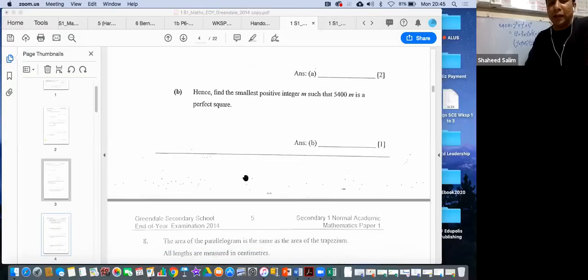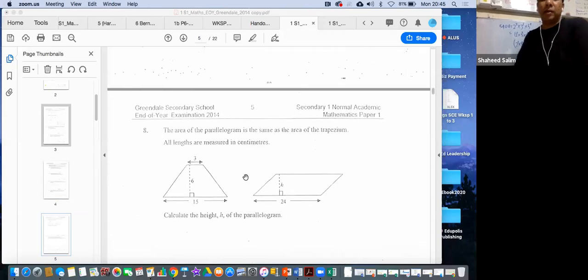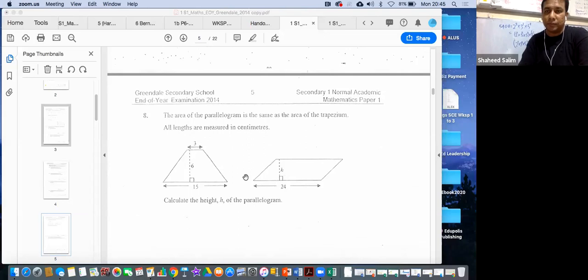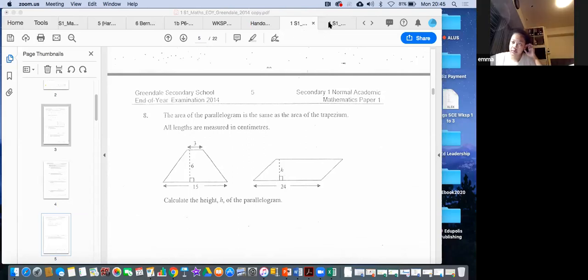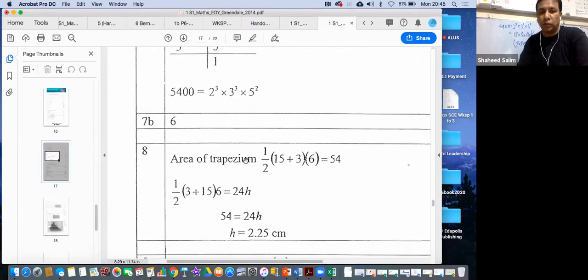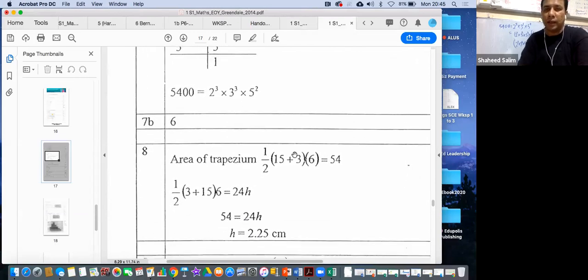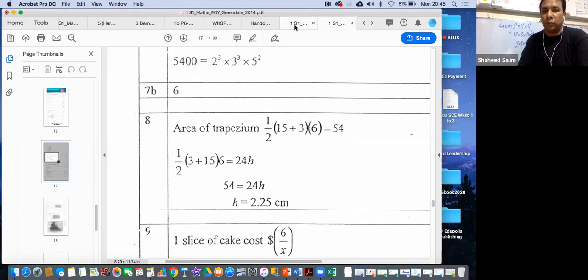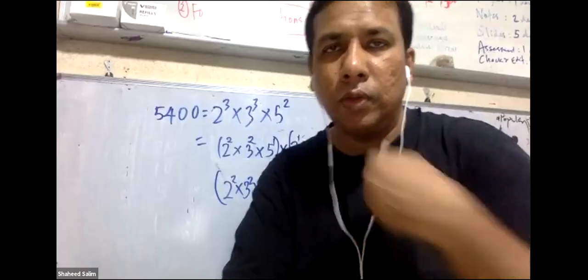Question number 8. What is your answer for the height? 2.25. 2.25, let us see. 2.25, good. What was the step that you used? Can I see your working?